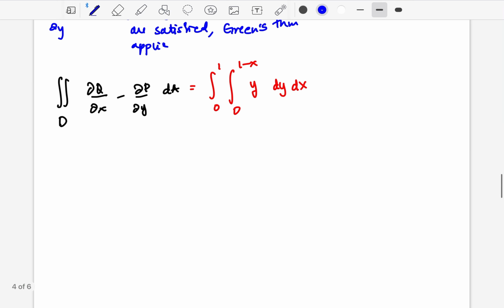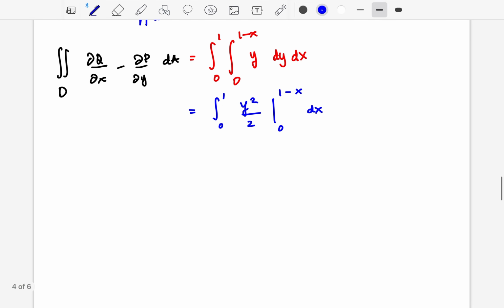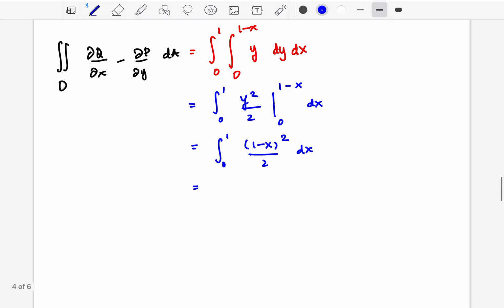So let's see. This is equal to the integral from 0 to 1. This is my iterated integral. I take the antiderivative of y with respect to y. I get y squared divided by 2. My bounds are from 0 to 1 minus x. And then I do dx. So this is the integral from 0 to 1. Plug in the bounds. I get (1 minus x) squared divided by 2 minus, plug in 0, you get 0, dx. And then again, since the inner function is just a line, I don't need to use u-sub. I also don't want to expand this, but you could if you wanted to.